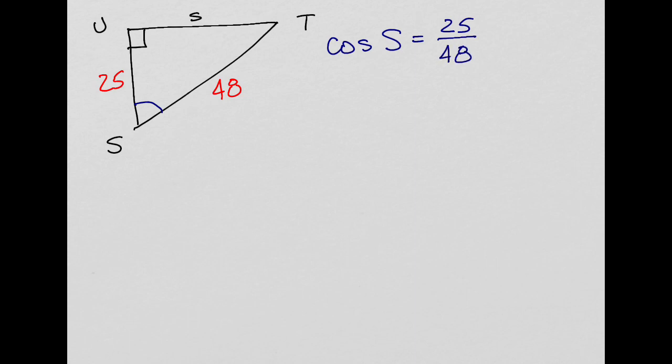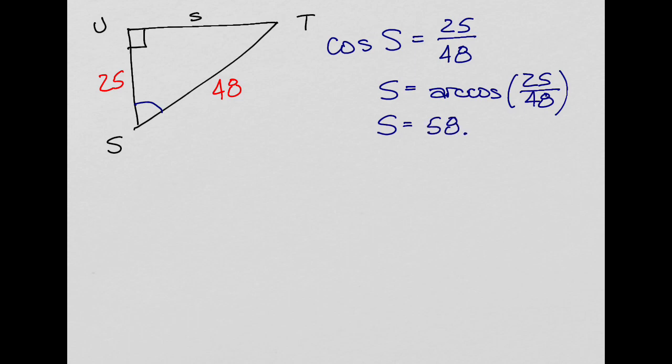If I want angle S, then I can use an inverse trig function. S is the arc cosine, or the inverse cosine of this value. In these application type problems, we do generally use degrees, so make sure you're in degree mode. I'm going to do the inverse cosine of 25 over 48 and come out with the measure of angle S is 58.61 degrees, and that's rounded to 2 decimal places. Okay, 1 down, 2 to go.